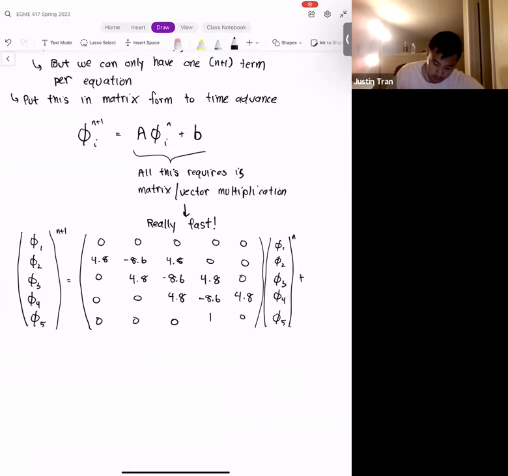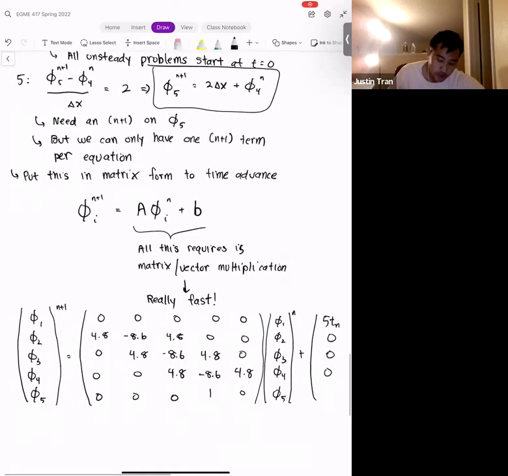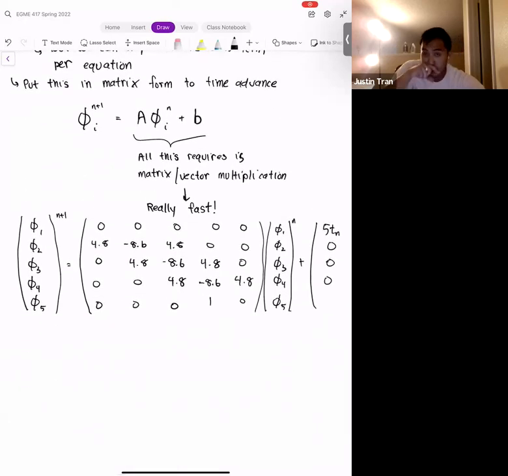Plus we have our extra terms here. And so we have our Dirichlet boundary condition, which is 5Tn. All the interior nodes don't have anything because there's no source. And then right here, we have 2 times delta x, but delta x is 0.25. And so 2 times that is going to be 0.5. Okay, so that's our matrix equation.